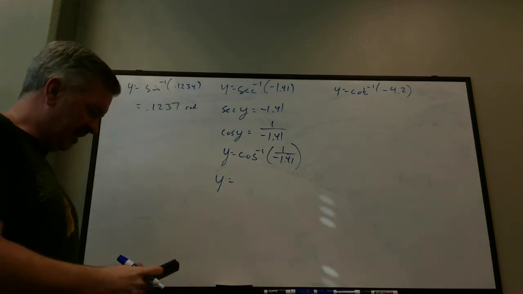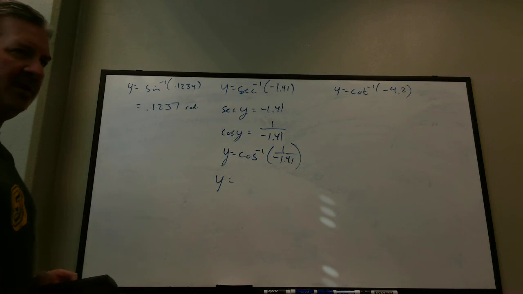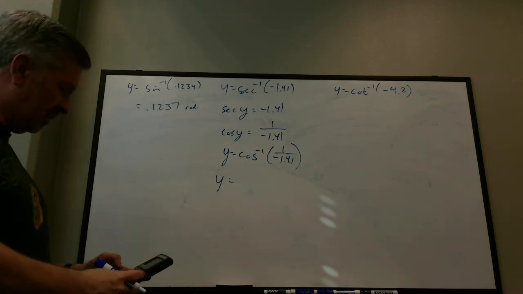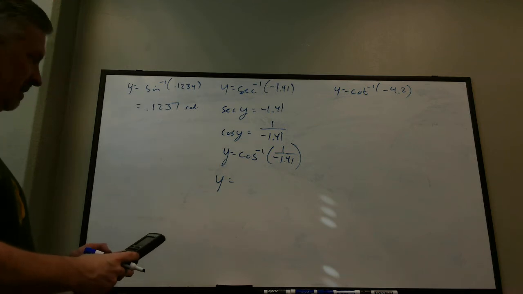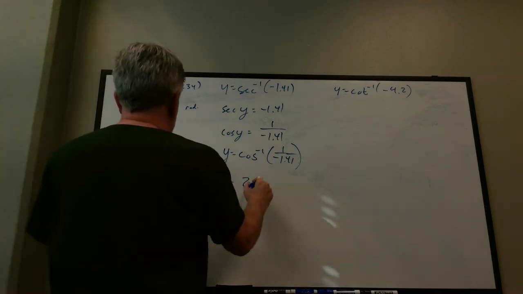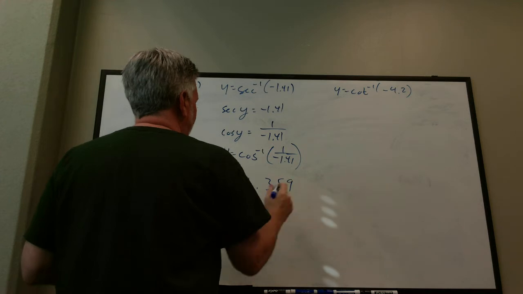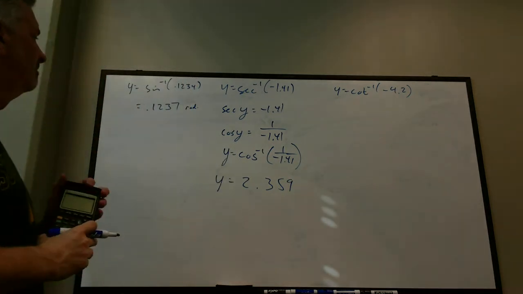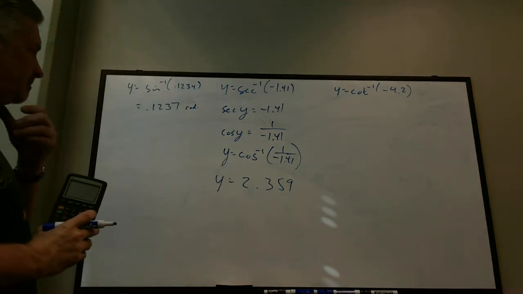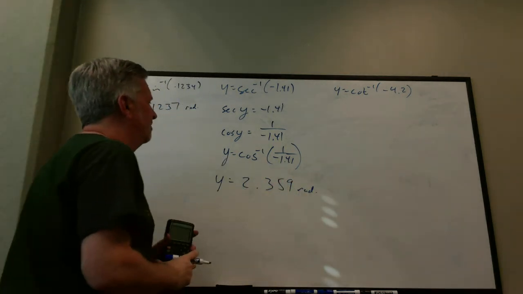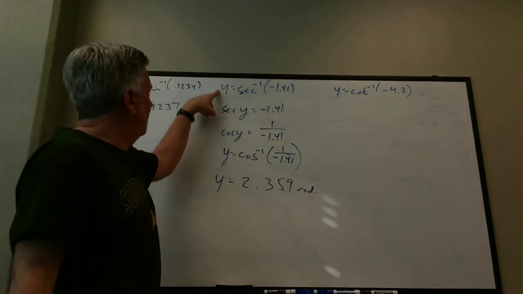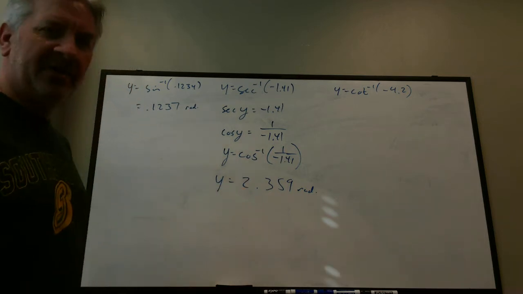Again, I'm still in radian mode. Anytime you type anything in the calculator, check your mode. Cosine inverse of 1 over negative 1.41 is 2.359. And again, that's radians. You don't have to write it, but I'm just doing it for emphasis. Secant inverse of a number is an angle. The angle is 2.359 radians.